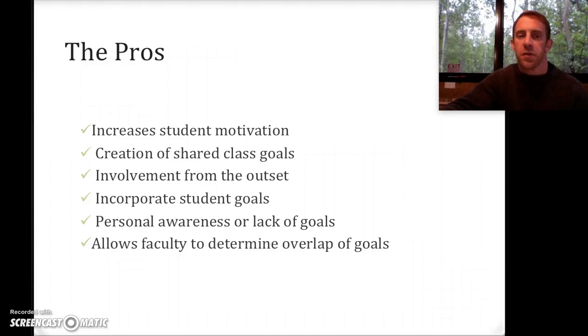You create that personal awareness, or indeed a lack of their goals. So they might well have a whole bunch of things they want to learn, but they also might sit there and go, oh, actually, I have no idea what I want to learn from this course. So it might make them think about it a lot more. And it also allows faculty to determine the overlap of those goals.